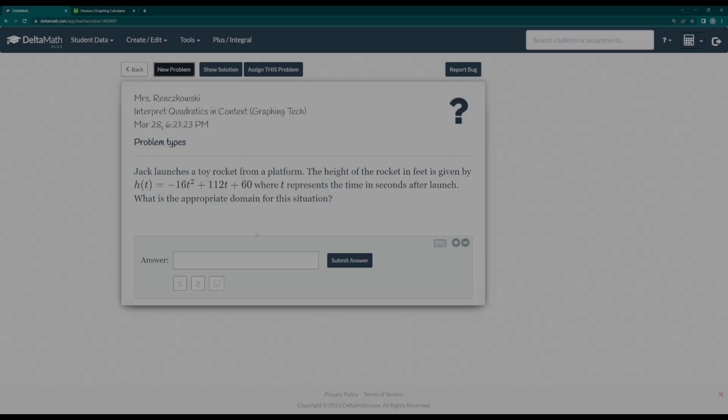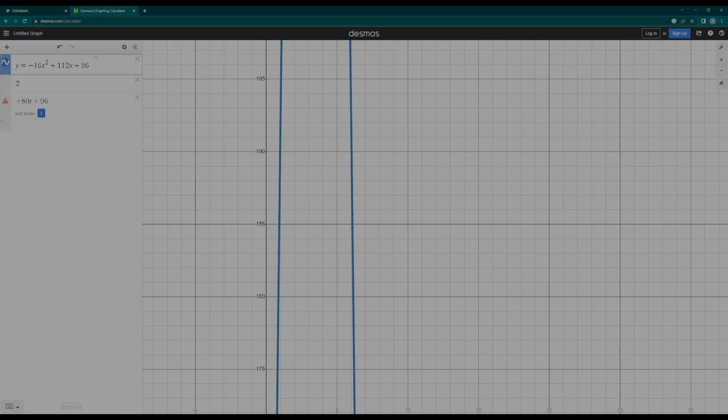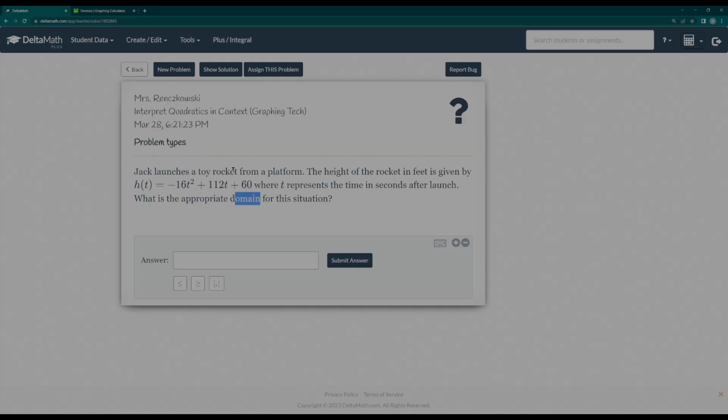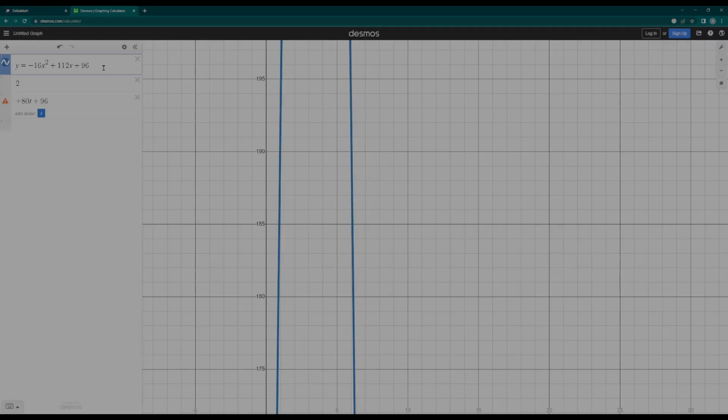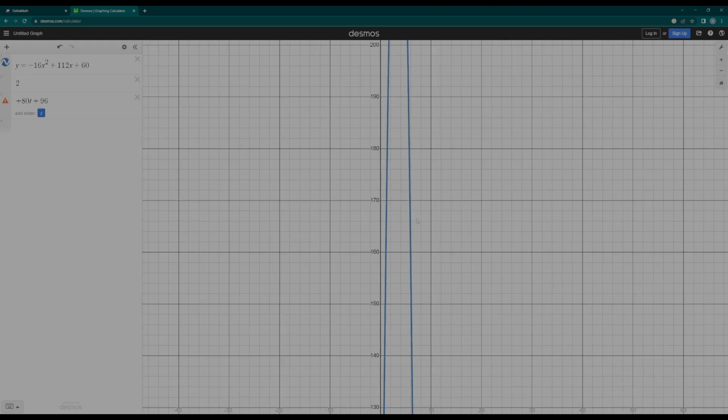This is just one we get to do. Now, this one says, what is an appropriate domain? Domain means the x-axis. So this one's going to be a little bit harder. So I'm going to do the same thing. It's negative 16t squared this time plus 112. So I'm going to change that to 112 plus 60. So domain is the x value.